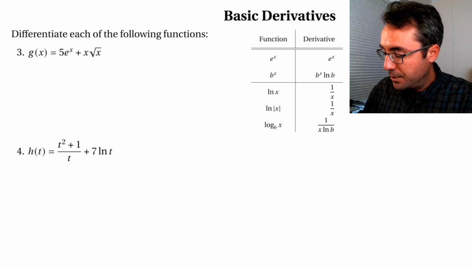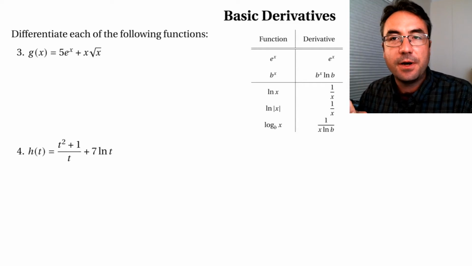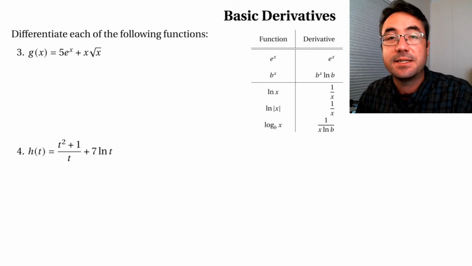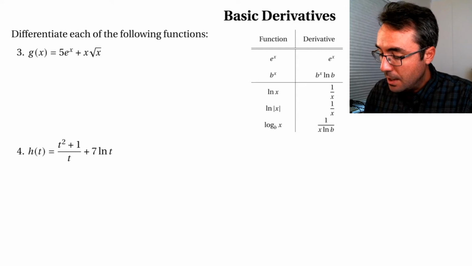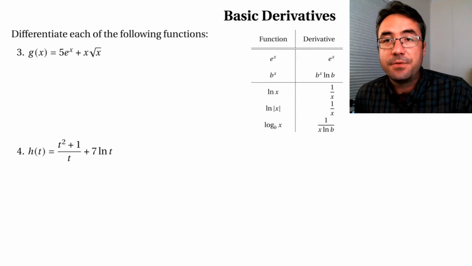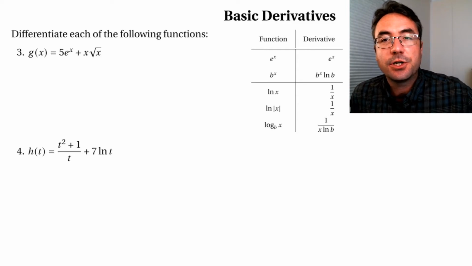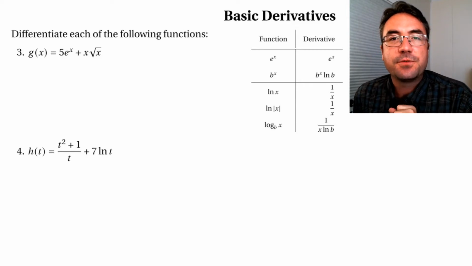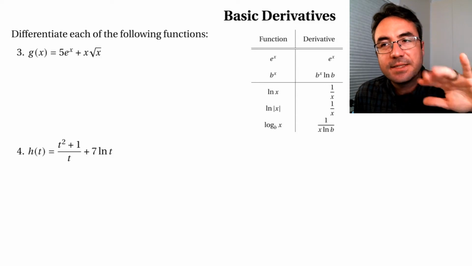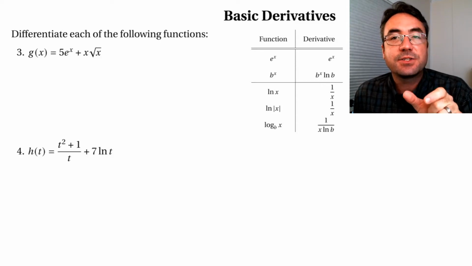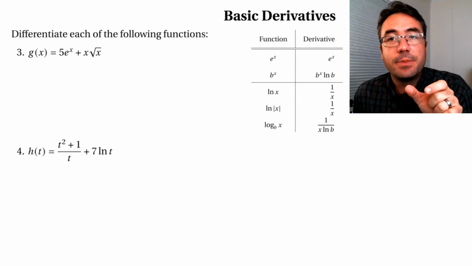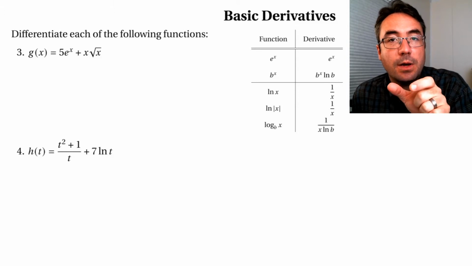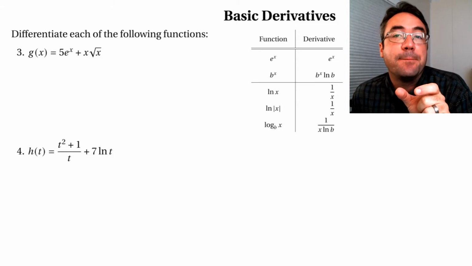All right, so what were we doing? Well, we were doing the derivative of these basic functions, and in this example in particular, ones involving e to the x and natural log. In both of these, we have a term that's going to present a bit of an issue. In that first function, we have 5e to the x. That's not going to be a problem. But we have x square root x. That one's going to be a little bit of an issue, and we're going to have to deal with that.